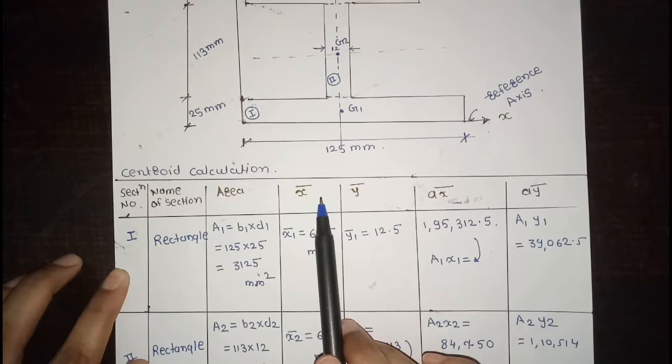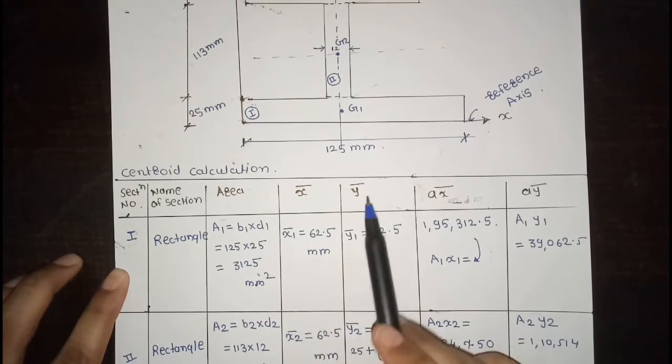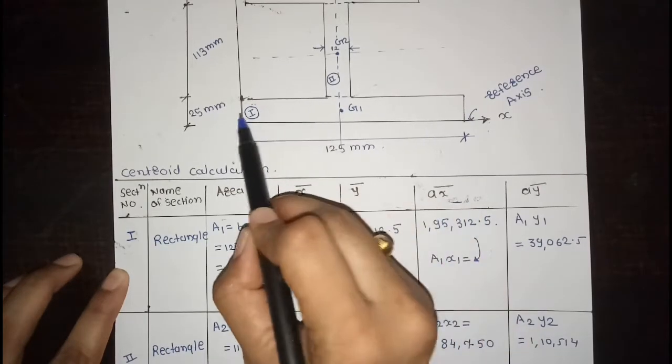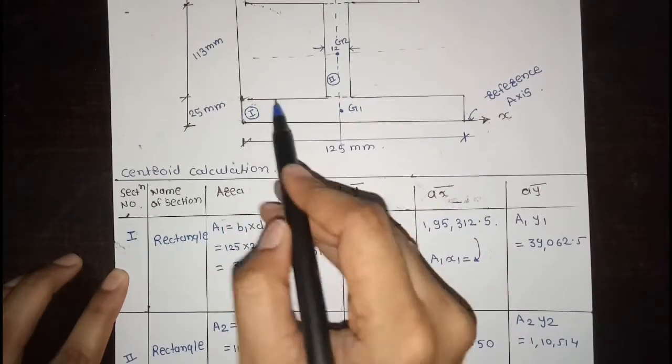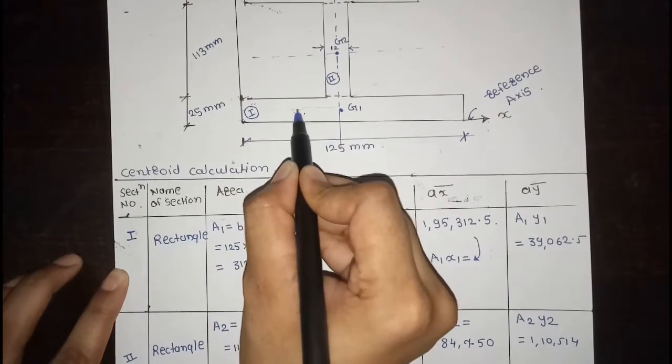So calculate x bar, means x1 bar for the first section. So what is meant by x1 bar? The distance between point G1 and the base of the y-axis means x1 bar. Okay.